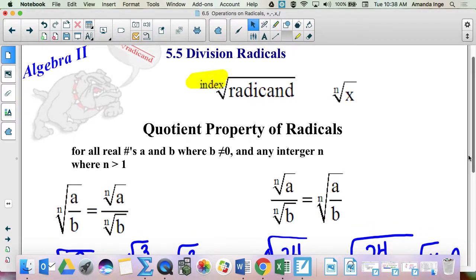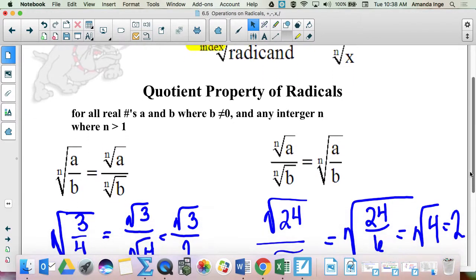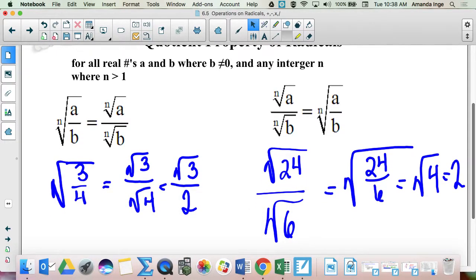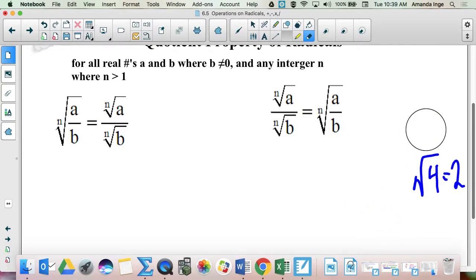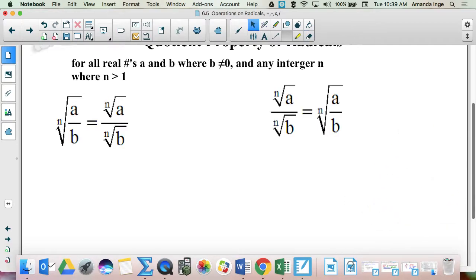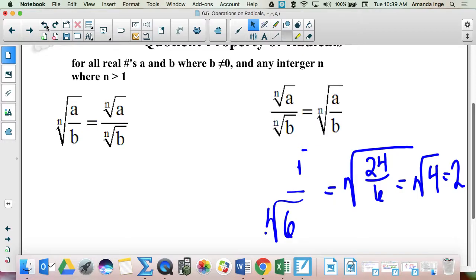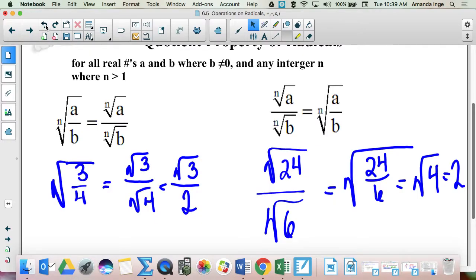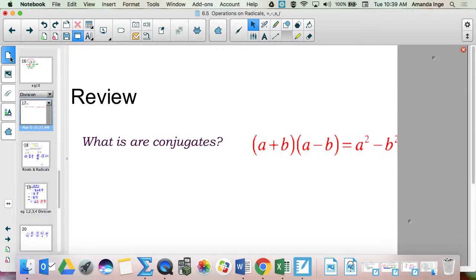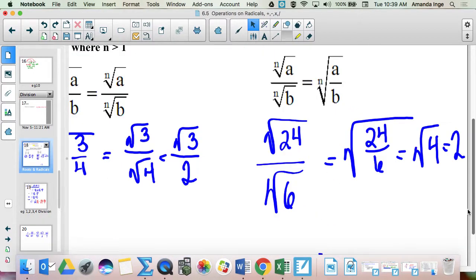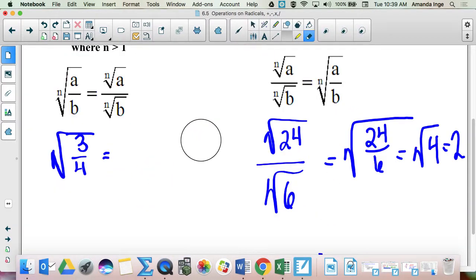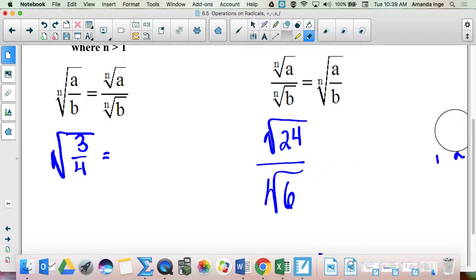So once again, for division, as long as the indexes are the same, we can divide. So I have up here, and like I said, we work this both ways. Maybe I should have left that up there. So we'll start with, Kristen, can you scroll up a little bit to that for all real numbers? Like right above that.